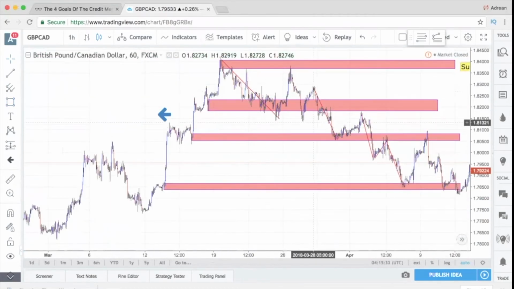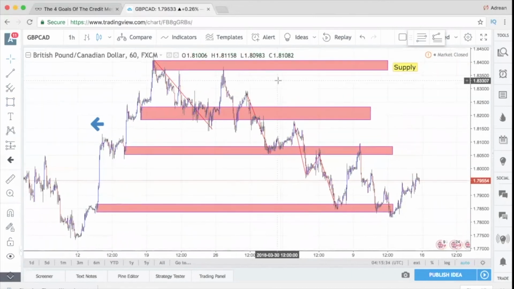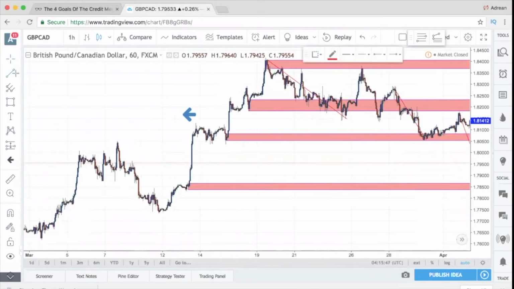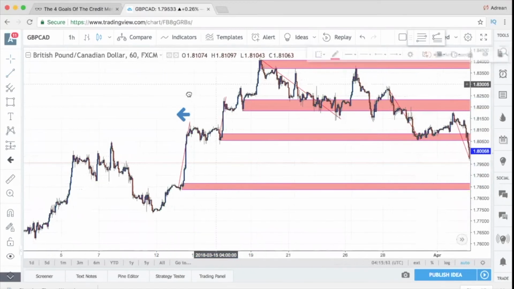These are major areas. Now with supply and demand, you don't need a lot of supply and demand zones. You just need those major, like those major impact movements, right? Something like you had over here, right? Or right here, or right here.